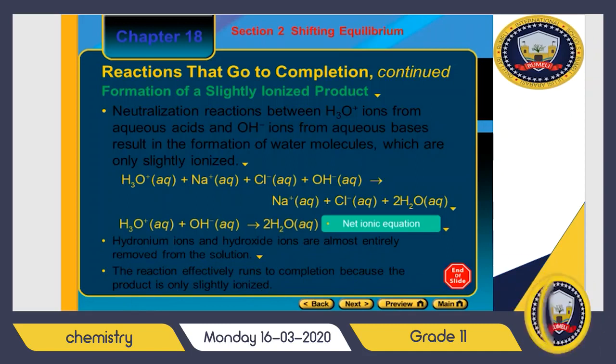So now we understand that we have three types of chemical reactions that will go to completion. The first one, reactions that will produce a precipitate. The second one, reactions that will release gas. The third one, reactions that form a slightly ionized product.